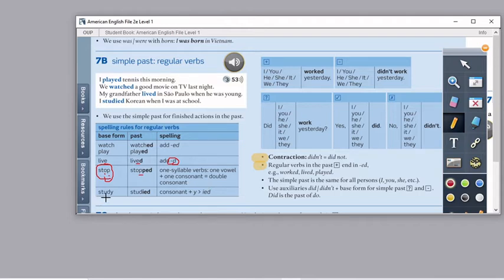Study. What's the difference between play and study? The difference is that the ending is consonant Y. Consonant Y, this is the change. Studied. That is consonant plus Y, change Y and use ied. So you have to be careful when you add the ed to a regular verb.